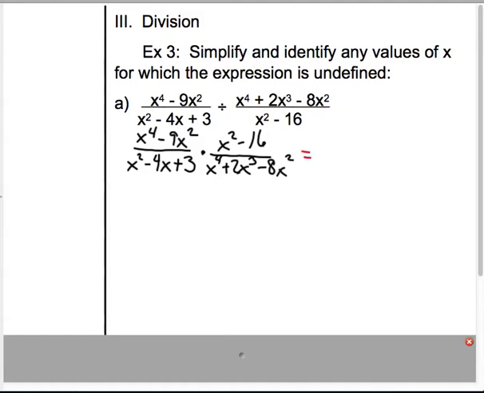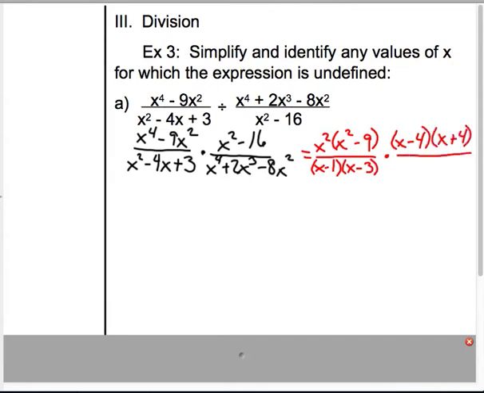So I'm going to factor. In my first numerator, I can factor out an x squared. In the denominator, that's the t-chart, what multiplies to 3 and adds to negative 4. So we've got a negative 1 and a negative 3. In my second numerator, I've got a difference of squares. And in my denominator, I've got a GCF of x squared as well.